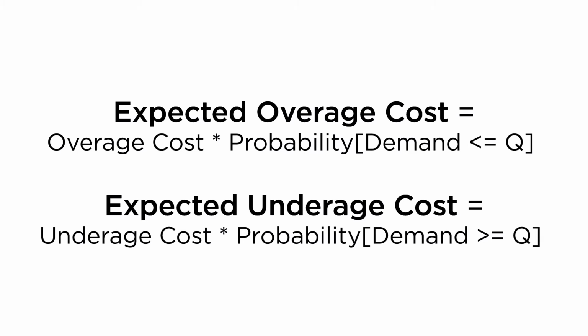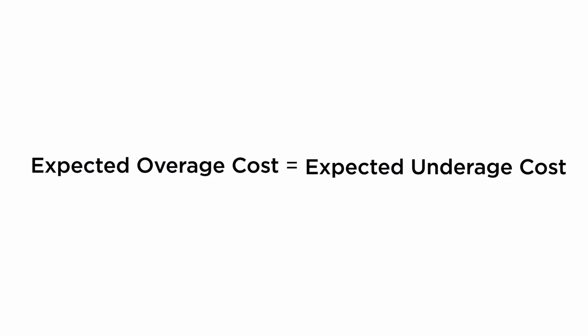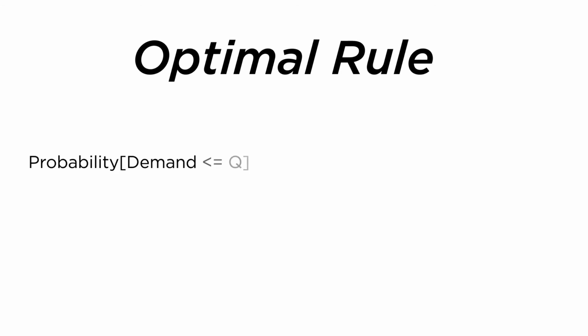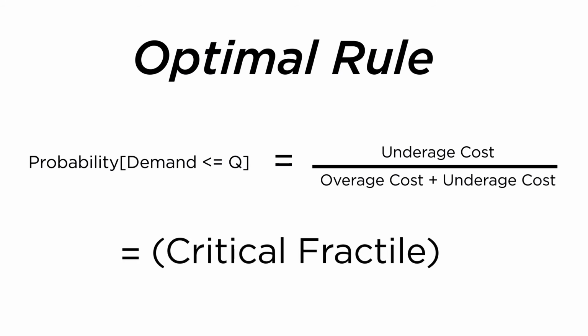So balancing these two types of costs is essentially making the expected overage cost equal to the expected underage cost. When you solve for that equation, you get an expression that defines the optimal inventory level, so that the probability that demand is less than Q has to be equal to the underage cost divided by the overage cost plus the underage cost. This ratio is known as the critical fractile, and so essentially to solve the newsvendor problem, you need to solve this equation. Let's go back now to the overbooking problem and see how we can use the newsvendor to think about overbooking.